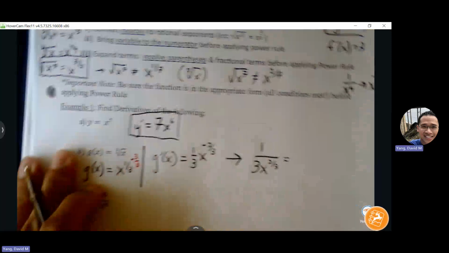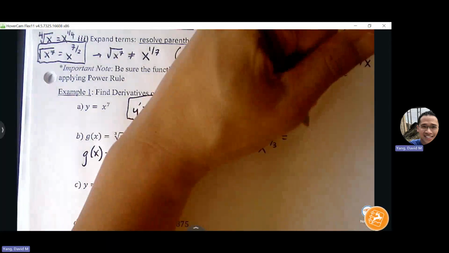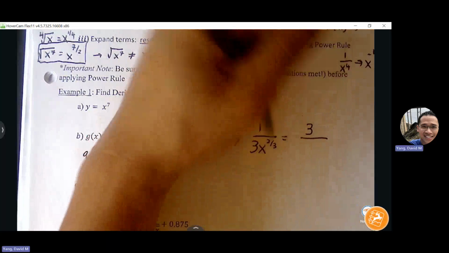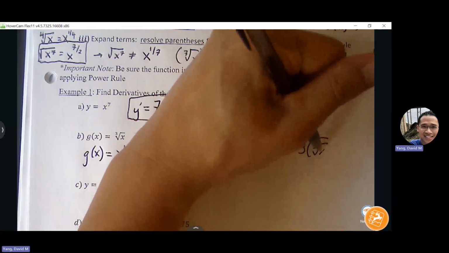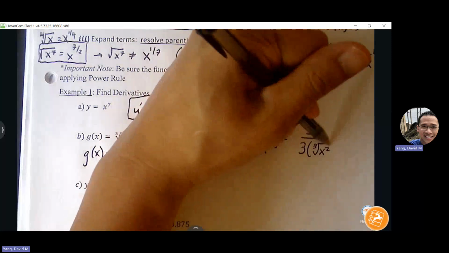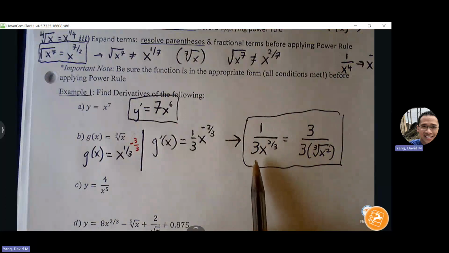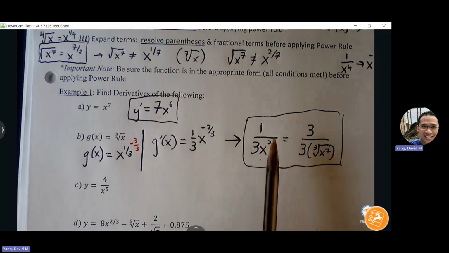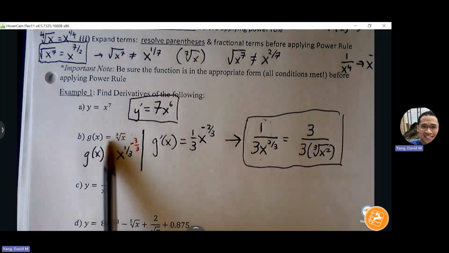This is perfectly fine, but sometimes students ask, oh, can I put it back in radical form? You can, but I think rational form is fine. So you can write it this way. Again, you don't have to rationalize your denominator. So either of these are fine, but I think this is a little bit quicker to get to. So again, this is the slope formula for whatever this curve looks like.